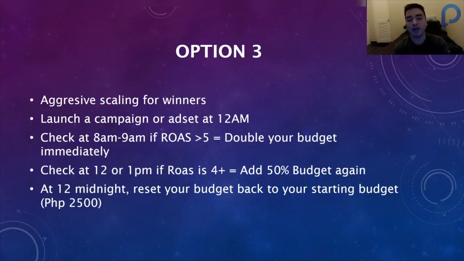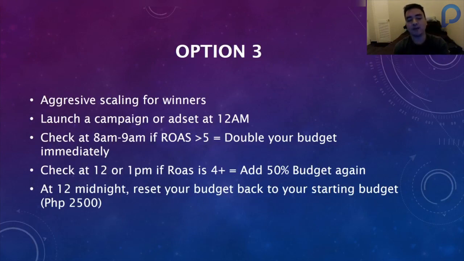So, kunyari, nag-start ako ng 2.5 dito sa option number 3. 2.5 yung ad set. Okay na. Okay, ang dami ng data, ang ganda ng engagement, ganda ng relevance score. I check it at 9 a.m. and ROAS ko 5. That means I already made 5 times 2.5, around 12,500 na. Okay, I have 5 sales or 6 sales. I'm going to go for 5,000 pesos na at 9 a.m.